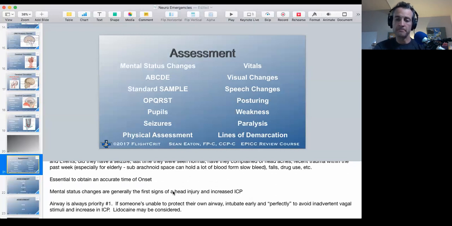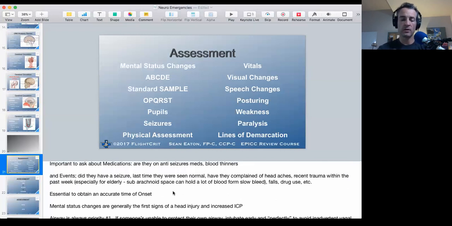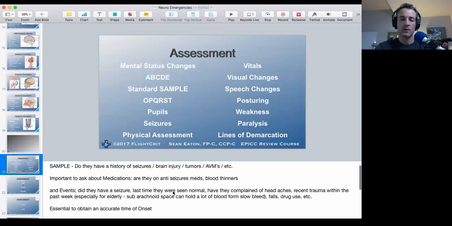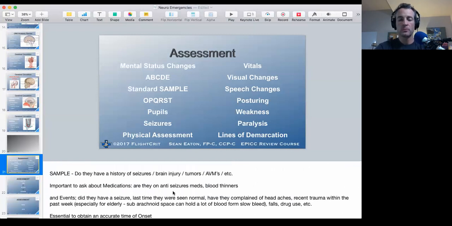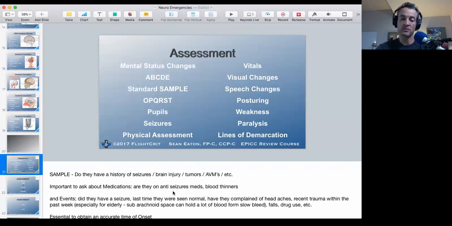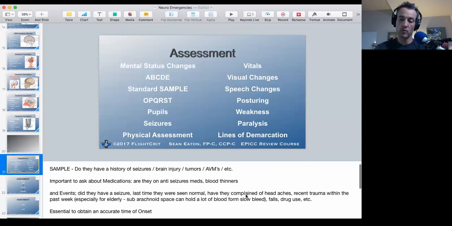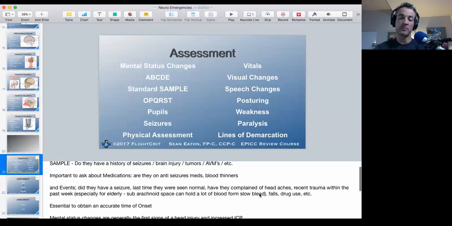What else do we want to mention specifically about seizures and your assessment. Brain injury, tumors, AVMs, things like that. Does the patient have a history of arteriovenous malformation? When were they last seen normal? Of course, that's important. Did they have any complaints of headache, recent trauma?